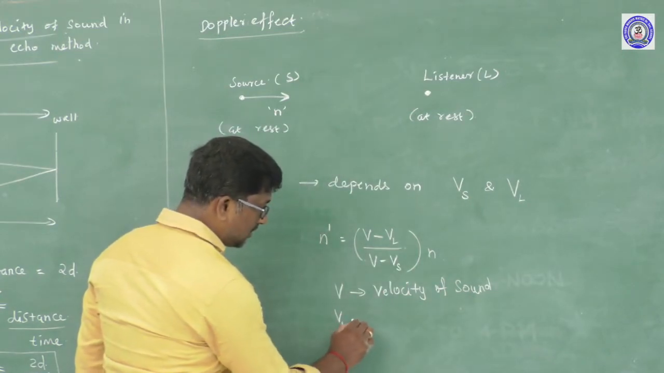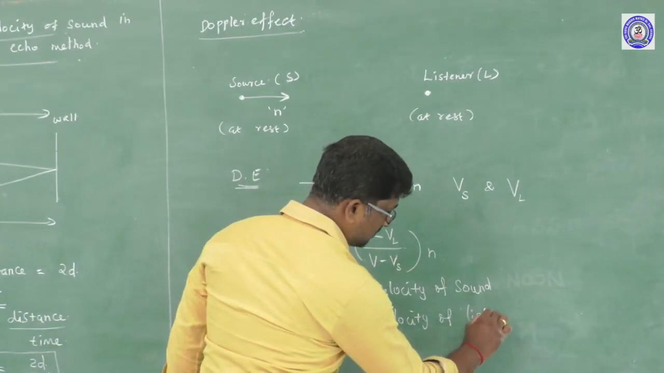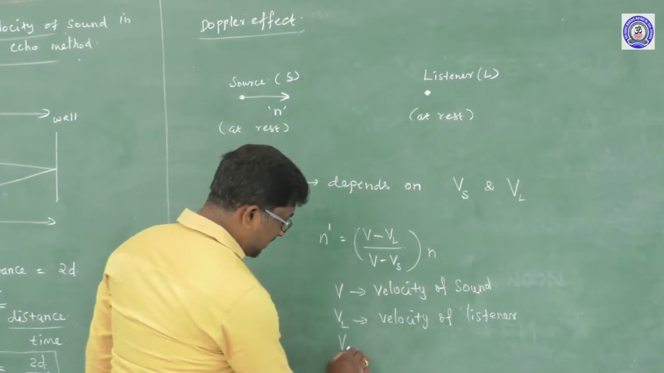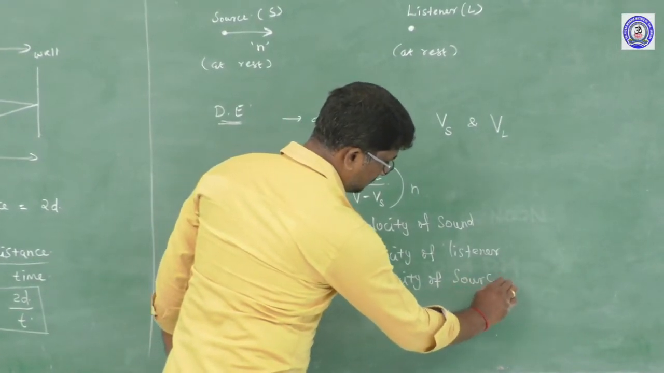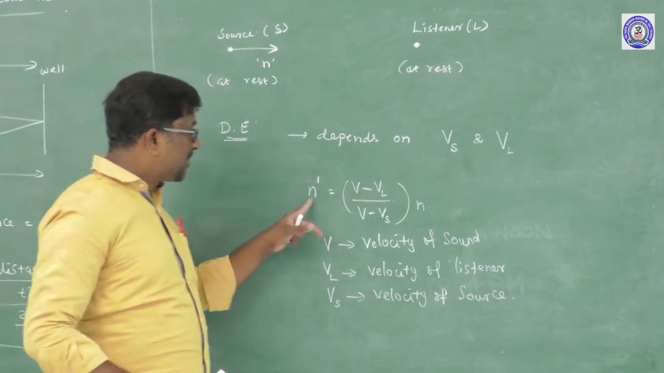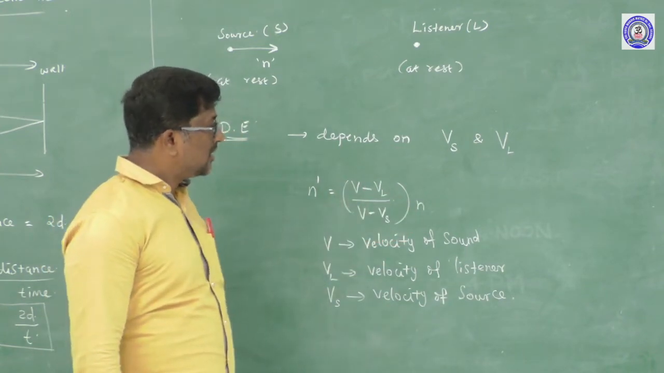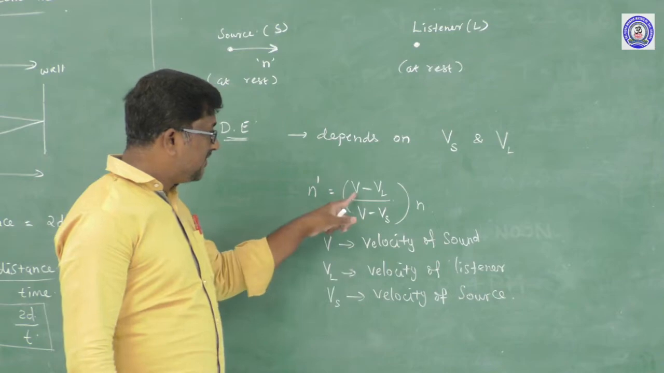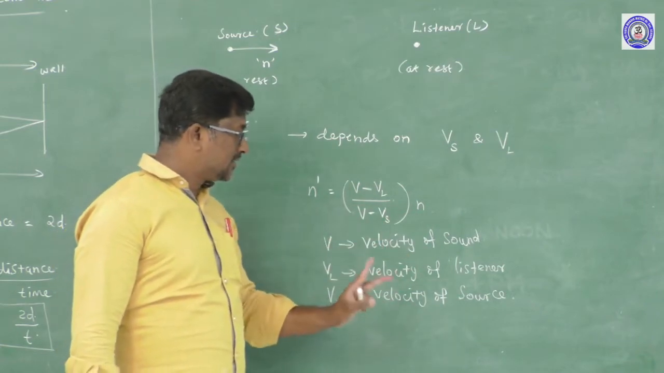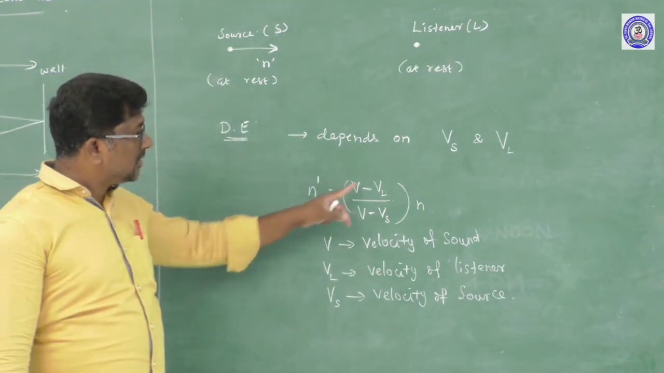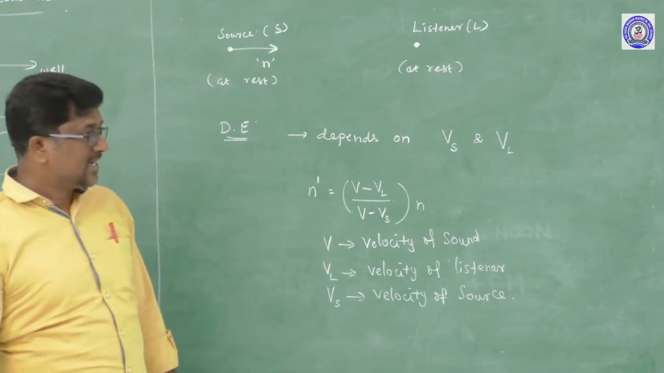Vl is the velocity of listener and Vs is the velocity of the source. N prime is the apparent frequency measured by the listener and n is the actual or original frequency emitted by the source. V is the velocity of the sound wave, Vl the velocity of the listener and Vs the velocity of the source. The apparent frequency can be calculated using the formula n prime is equal to (V minus Vl) divided by (V minus Vs) into n.